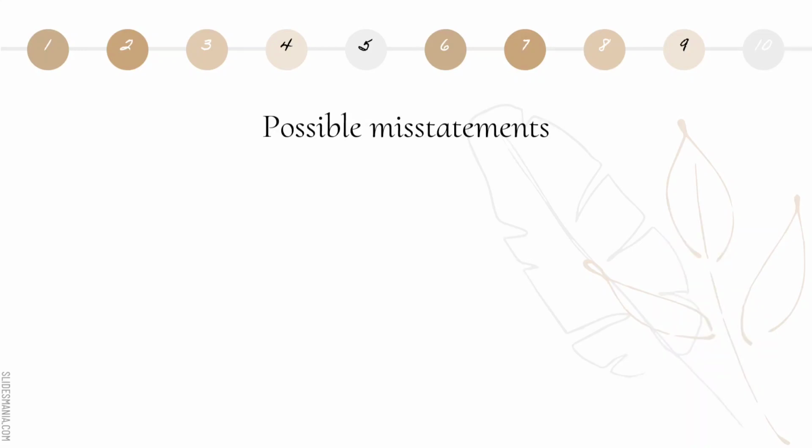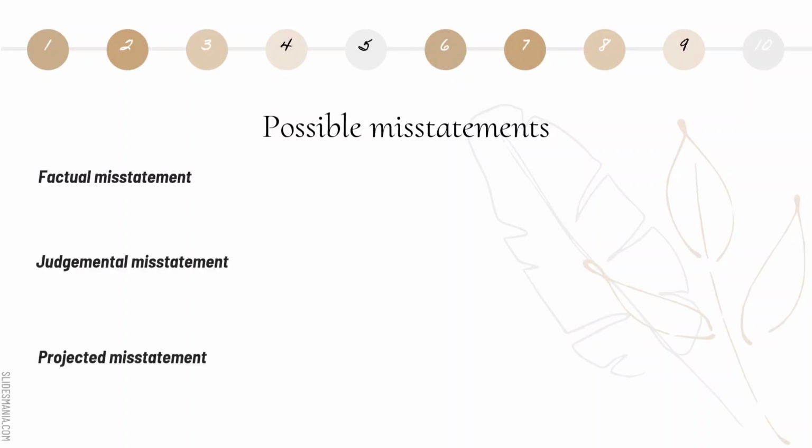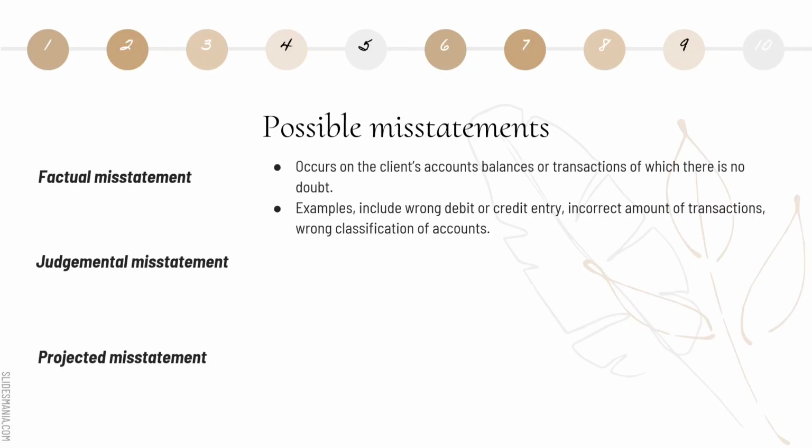Three types of misstatements include factual misstatements, judgmental misstatements, and projected misstatements. Factual misstatement is a misstatement that occurs on a client's account balance or transaction of which there is no doubt. In general, supporting documents are usually available for auditors to review for factual misstatements. For example, a wrong debit or credit entry, incorrect amount of transaction or balance posted into the client's accounting system, wrong classification of accounts, and missing disclosure.